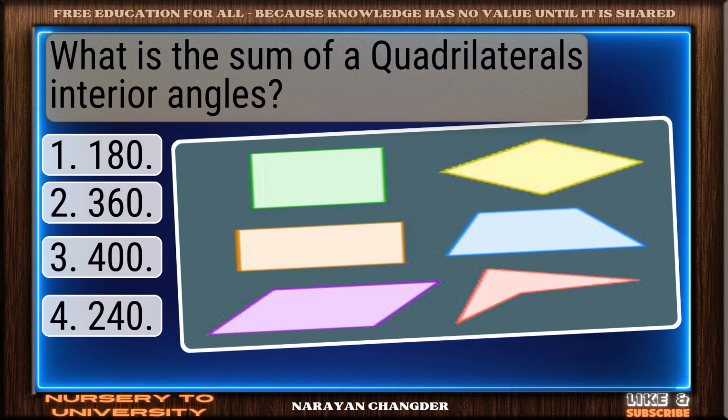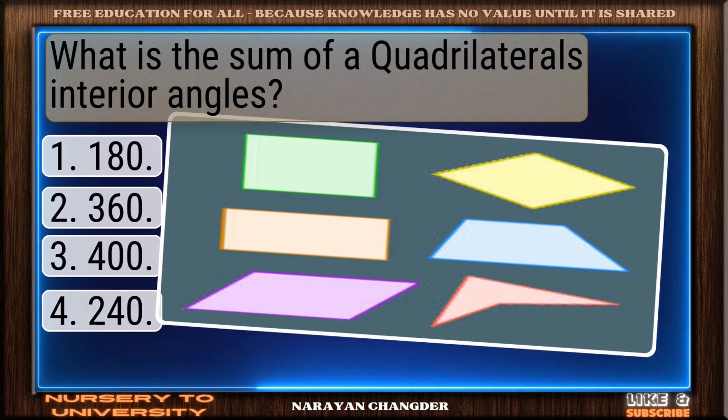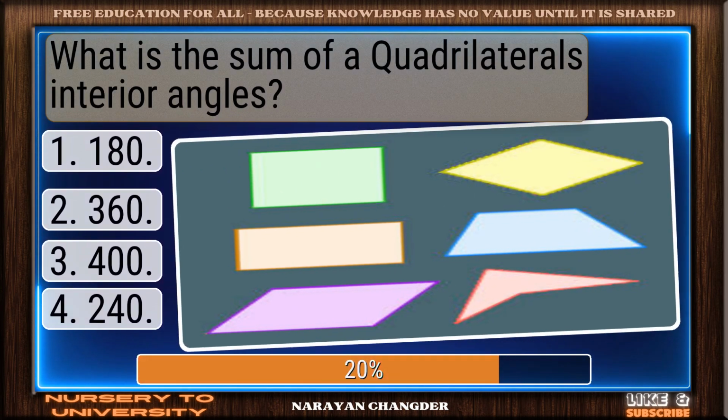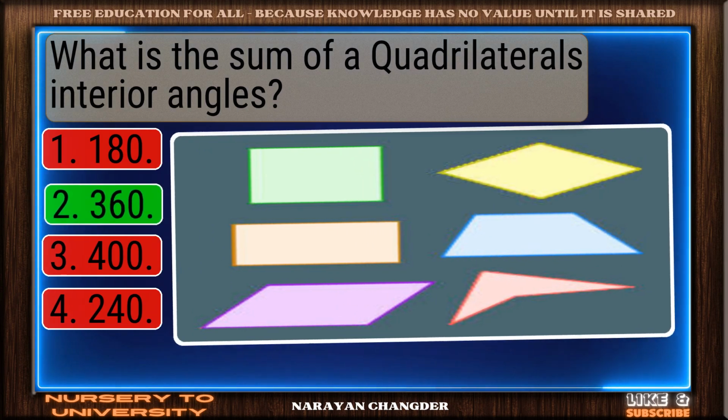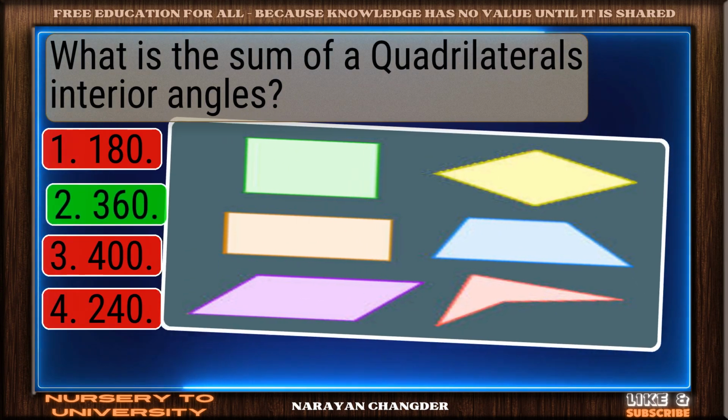Question number 19. What is the sum of a quadrilateral's interior angles? Excellent choice. 360 is the right answer.